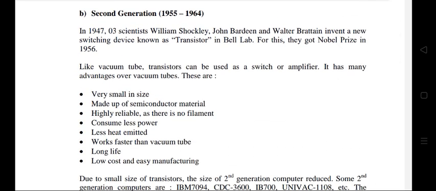Second generation 1955 to 1964. In 1947, three scientists William Shockley, John Bardeen and Walter Brattain invented a new switching device known as transistor in Bell Lab. For this, they got Nobel Prize in 1956. Like vacuum tube, transistor can be used as a switch or amplifier. It has many advantages over vacuum tubes. These are very small in size, made up of semiconductor material, highly reliable as there is no filament, consume less power, less heat emitted, works faster than vacuum tube, long life, low cost and easy manufacturing.